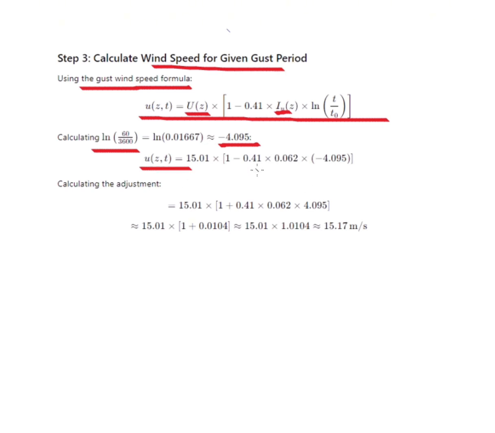So u of z we can calculate: 15.01 is at that height, and this is the gust factor. Calculating the adjustment, we get 15.01 into this value, and then it becomes 15.17. So 10 meter per second goes to 15 meter per second, then 15 to 15.17. It is 15.17 because of the gust effect.